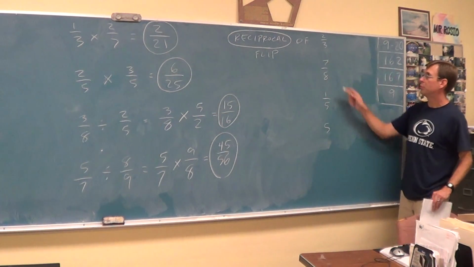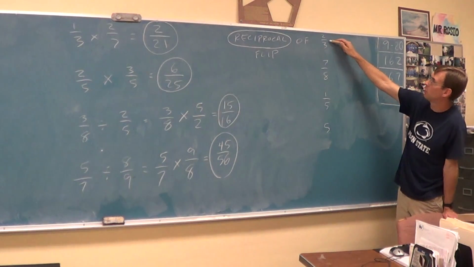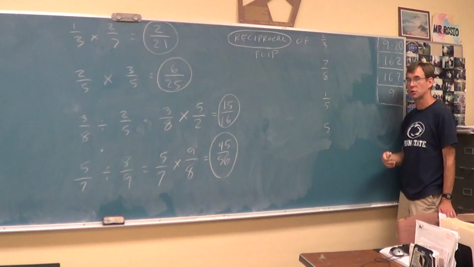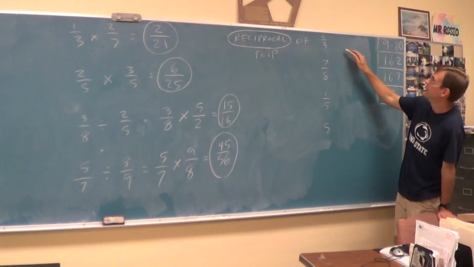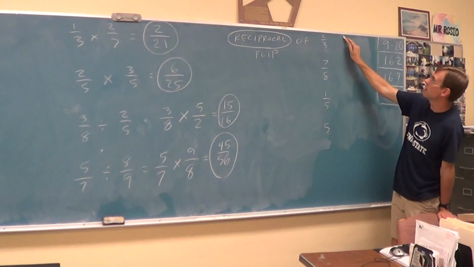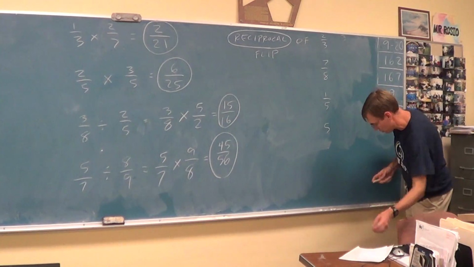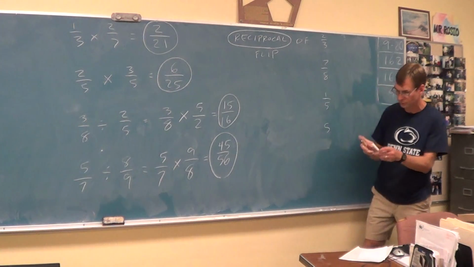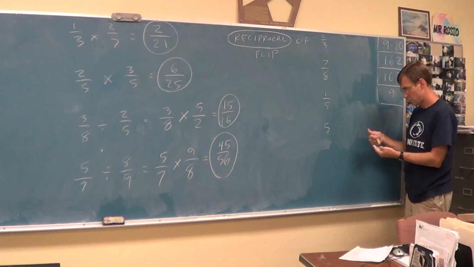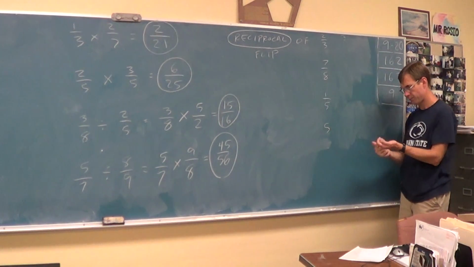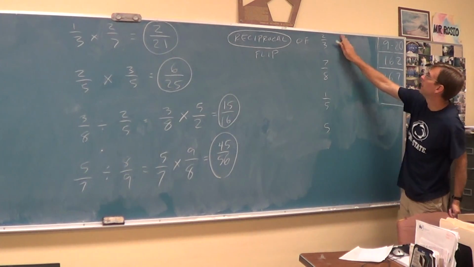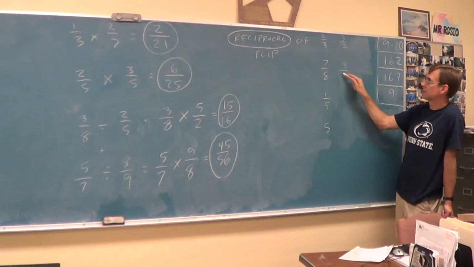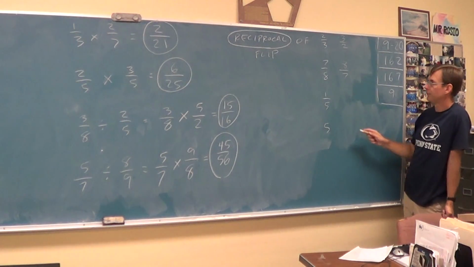So, pause me and try these 4. Reciprocals for 2/3, 7/8, 1/5, and 5. Just try them out, unpause me, come back. The reciprocal of 2/3 would be 3/2. Reciprocal of 7/8 is 8/7.